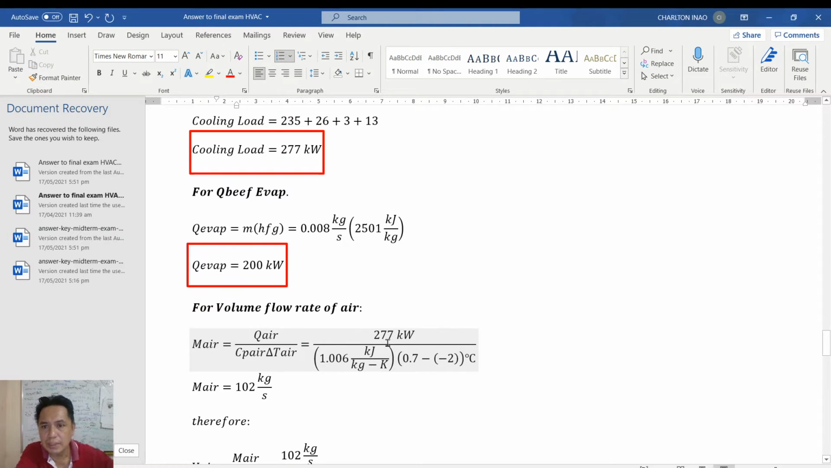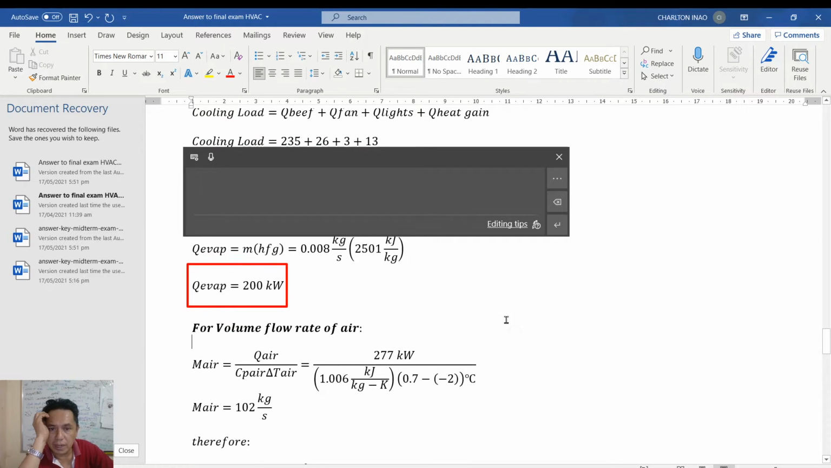Here, in order to get the volume, you should get the mass of air, no? And this is also mCp, no? Q equals mCp delta T, no? So Q of air equals mCp delta T. So what we need to have is the m.